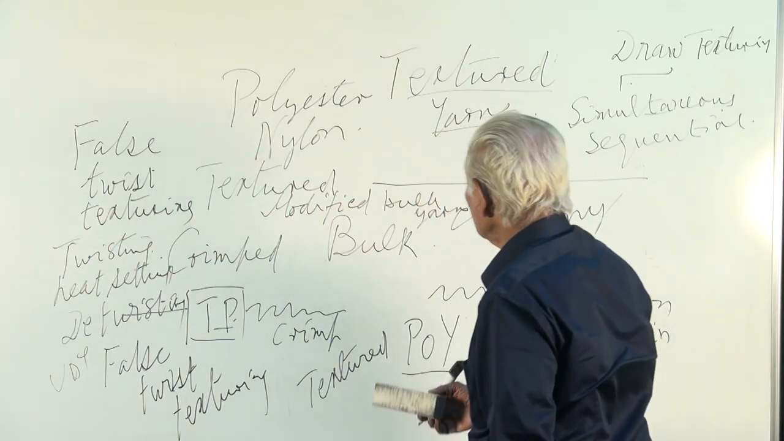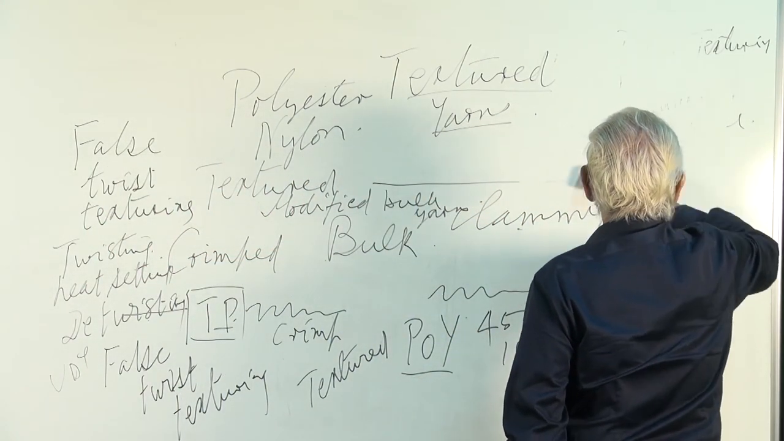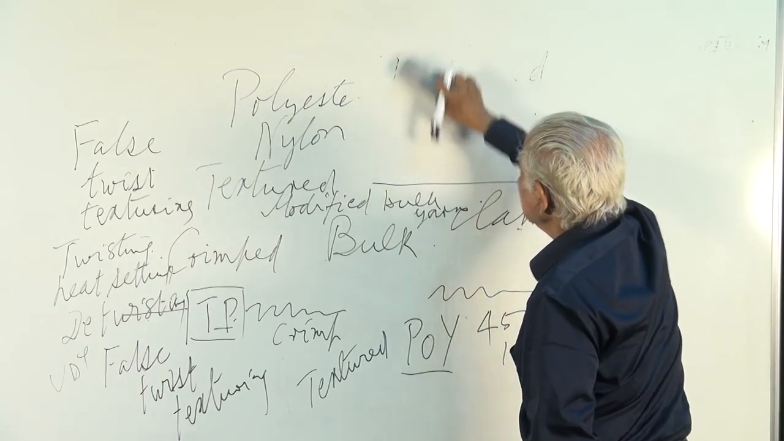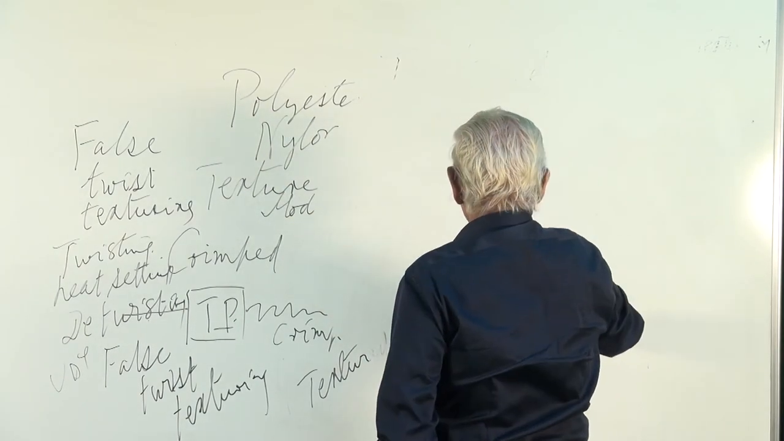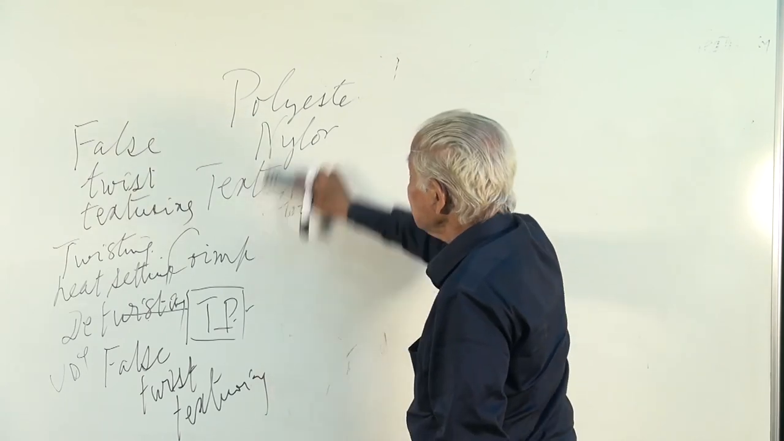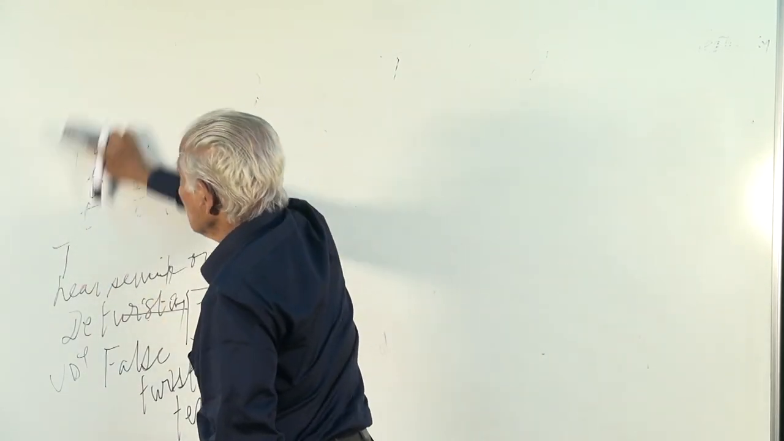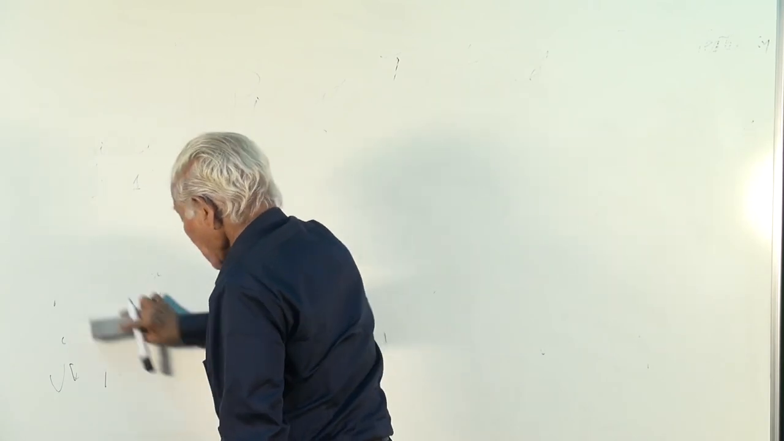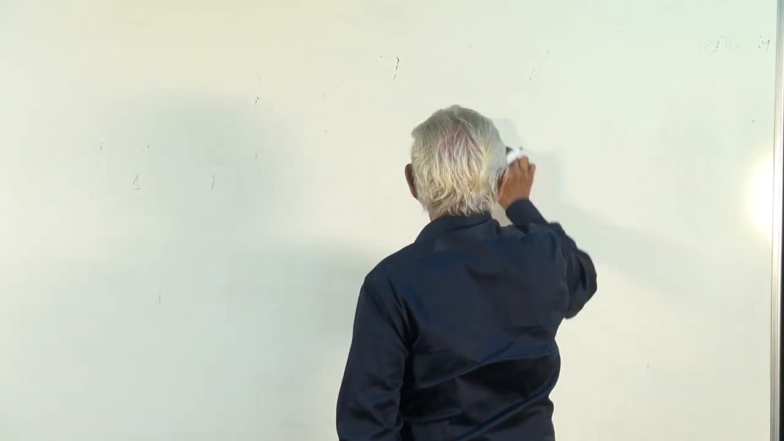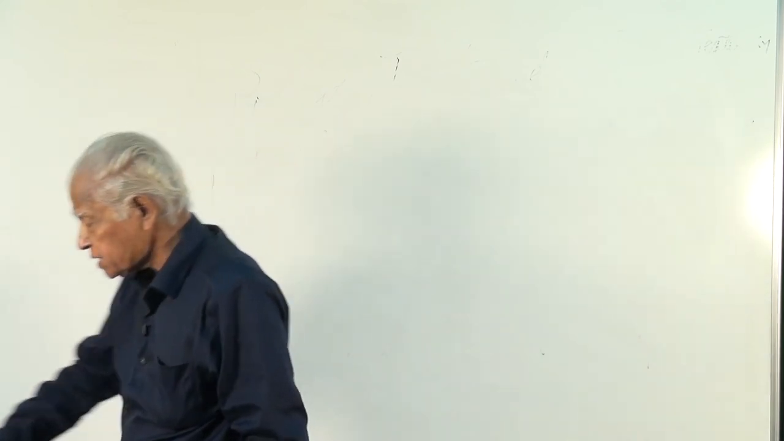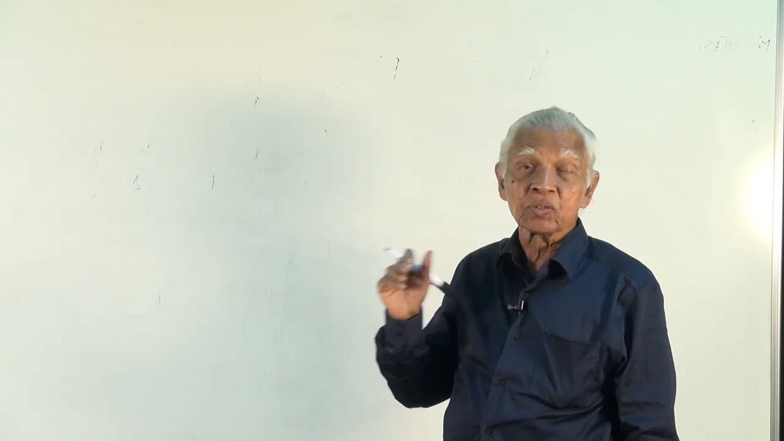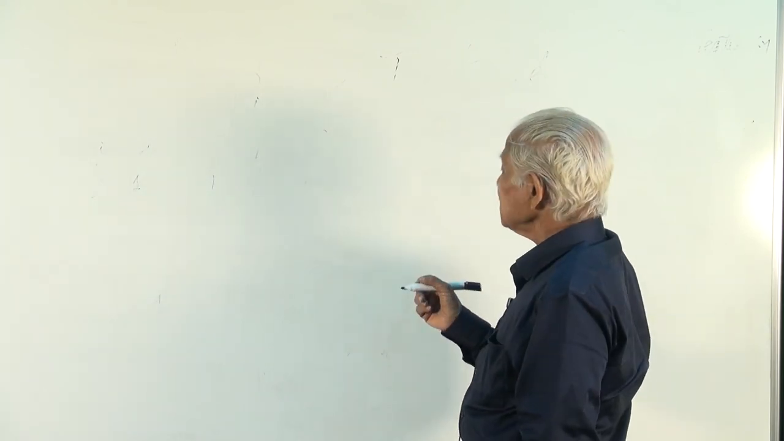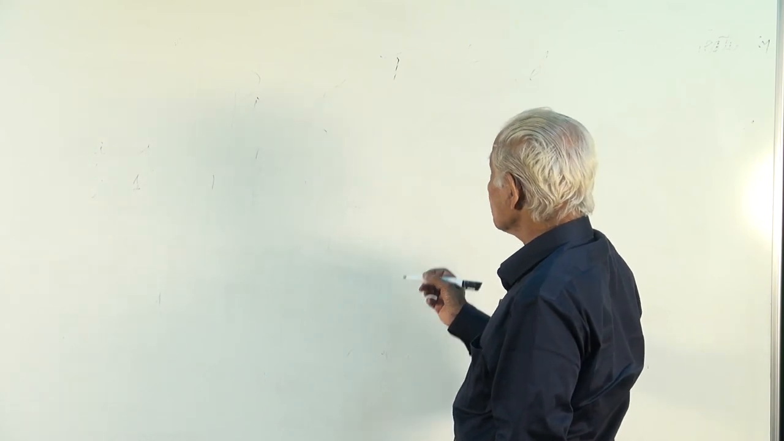And in the texturing process, the starting and the final denier are entirely different. The cross-section of the yarns also, after the draw texturing process, changes completely compared to the feeder yarn. And today draw texturing process is used by many industries, and many companies were making texturing machines also.